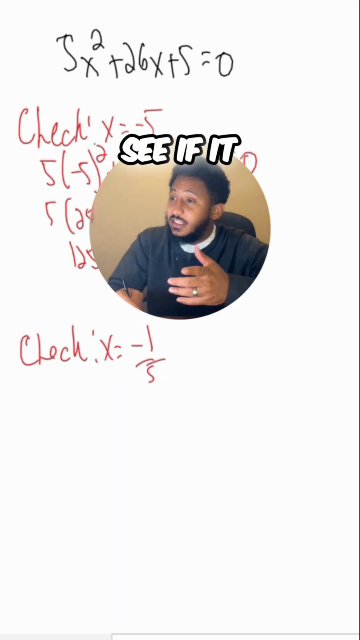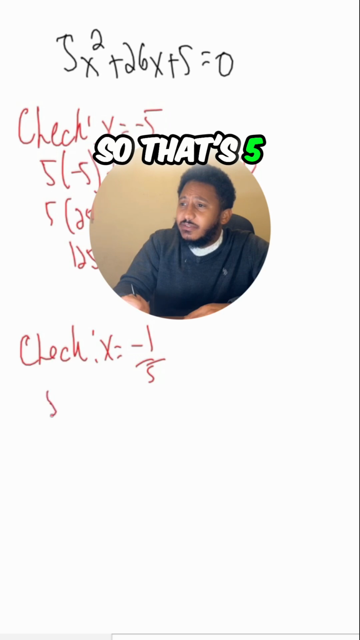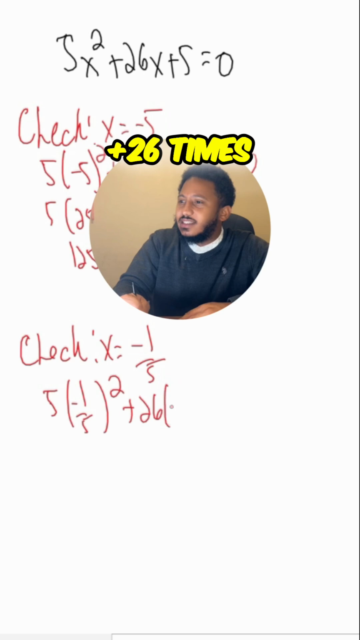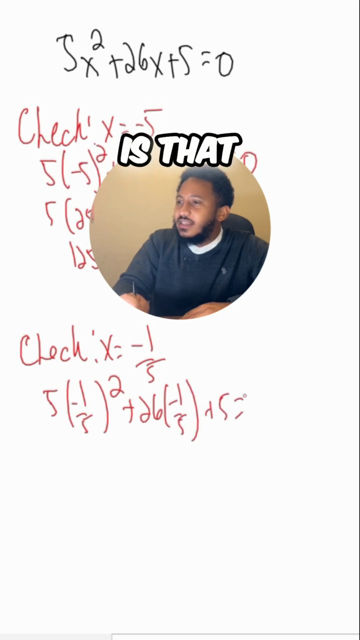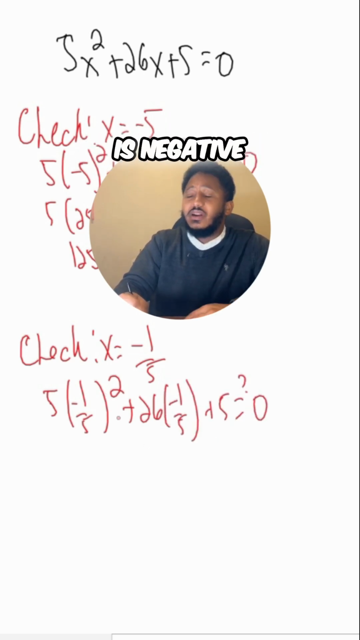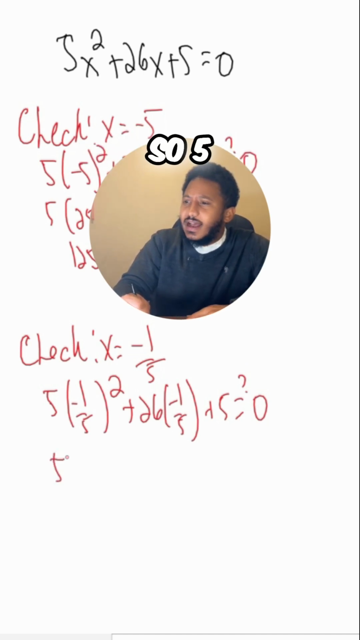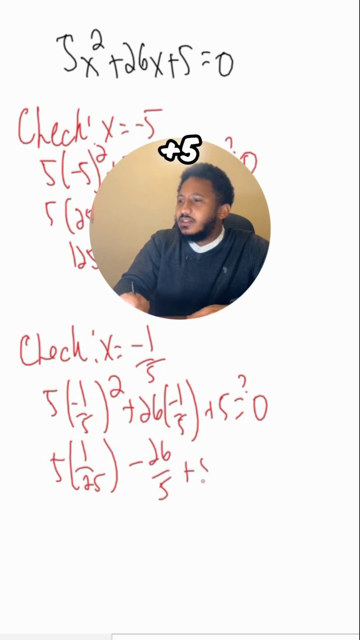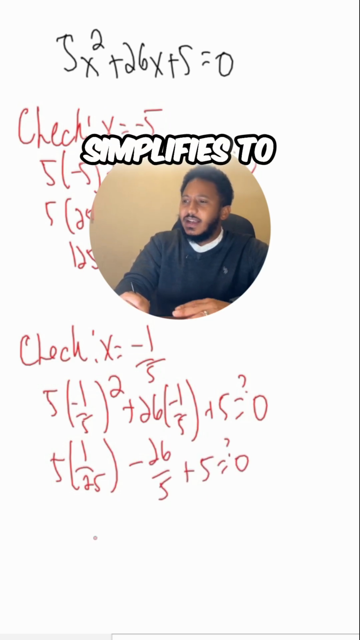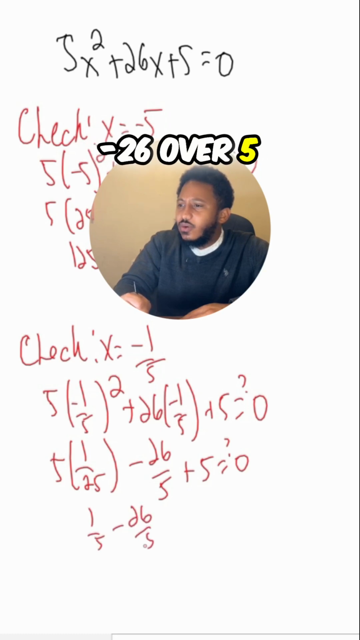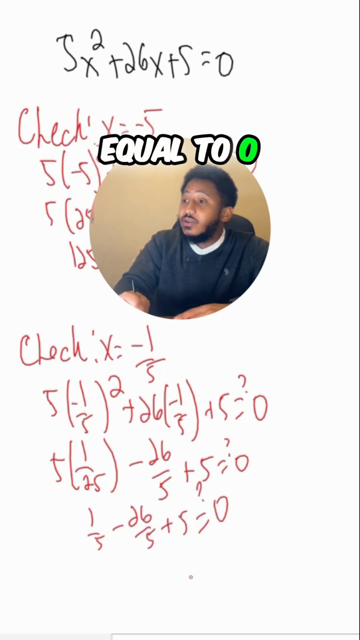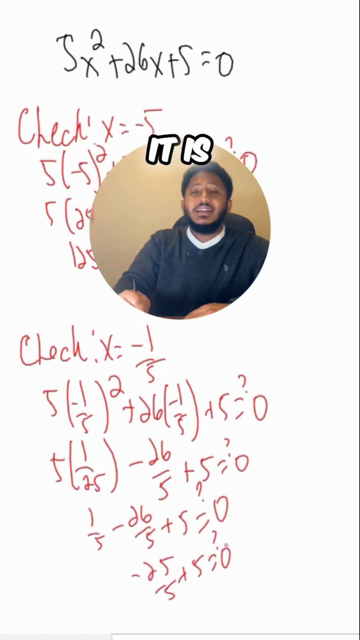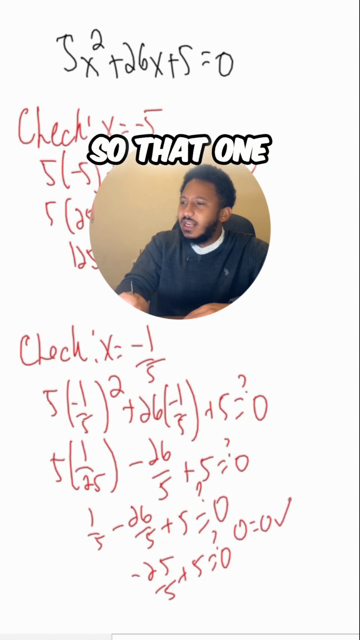Let's try negative 1/5 and see if it checks out. So that's 5 times negative 1/5 squared plus 26 times negative 1/5 plus 5. Is that equal to 0? Let's see. Negative 1/5 squared is 1/25. So 5 times 1 over 25 minus 26 over 5 plus 5. Is that equal to 0? Well, this simplifies to just 1/5 minus 26 over 5 plus 5. Is that equal to 0? Because that's negative 25 over 5 plus 5. Is that equal to 0? It is. So 0 equals 0. So that one checks as well.